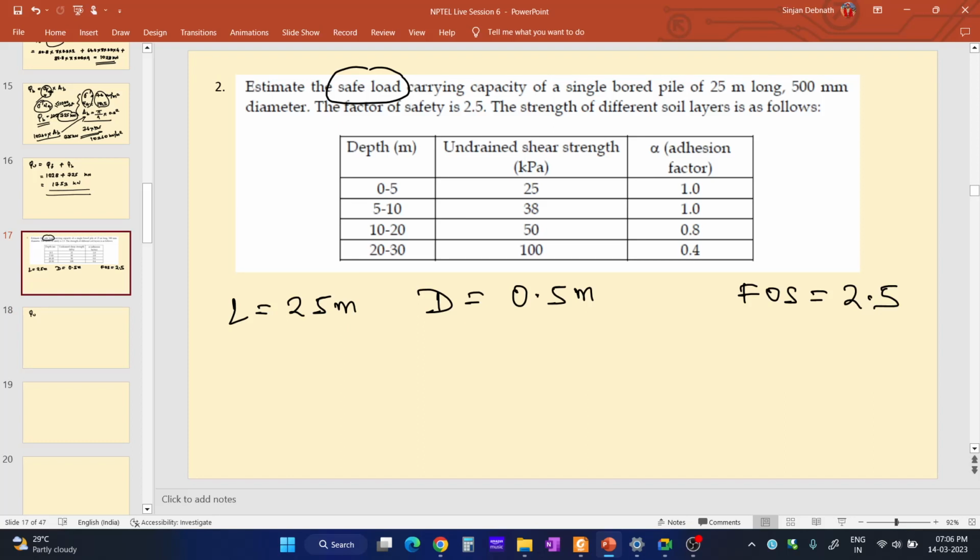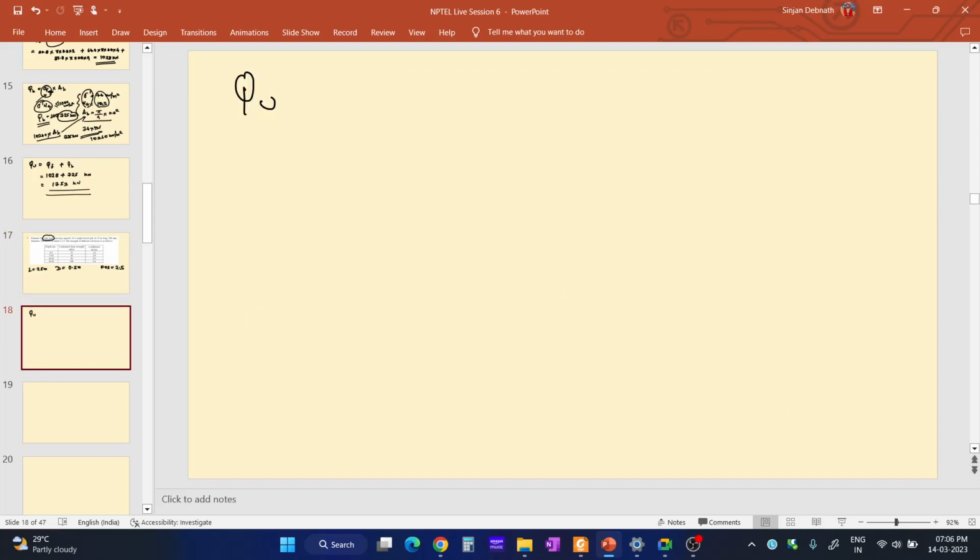So what is QU? QU is equal to QB plus QF. Capital QU is equal to capital QF plus capital QB. We need to find both these terms, that is the total end bearing resistance and the total skin friction resistance. After summing them up, we will get the value of QU, that is the ultimate load. And after getting the ultimate load, we will divide that by the factor of safety to get the value of the safe load. Okay, so let's get started.